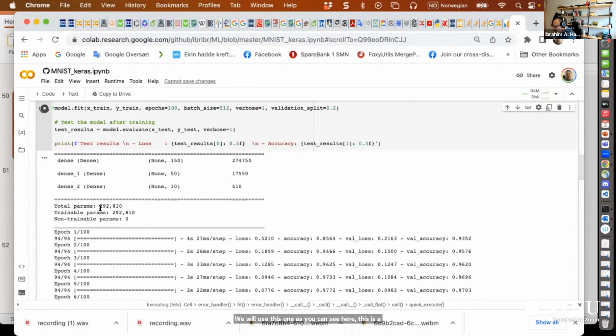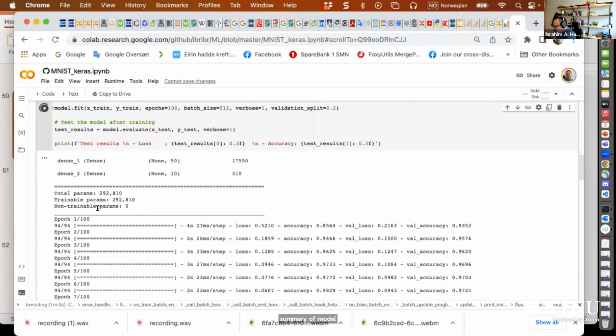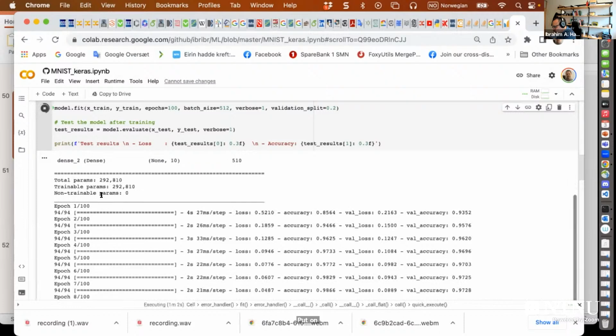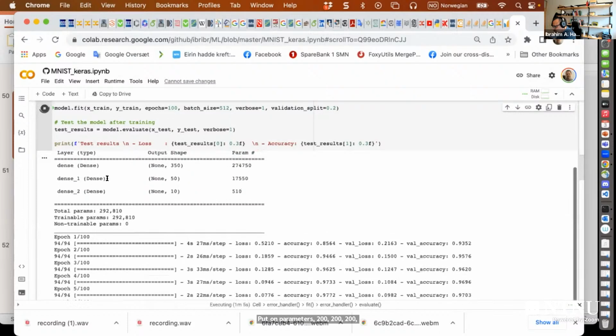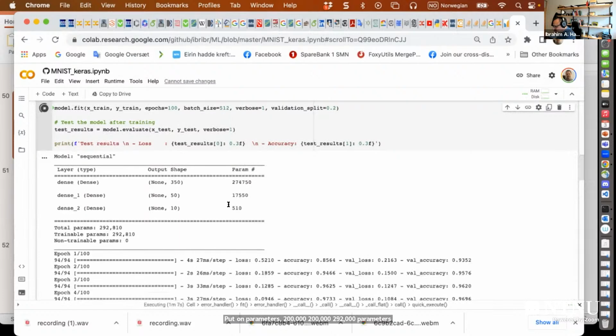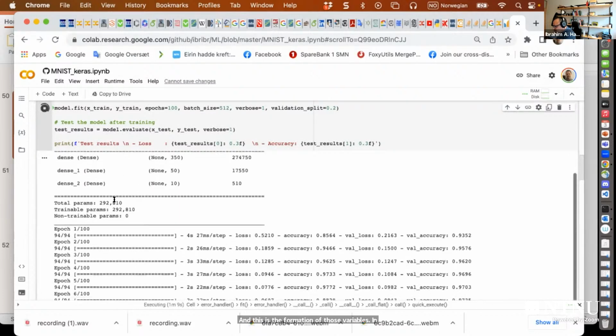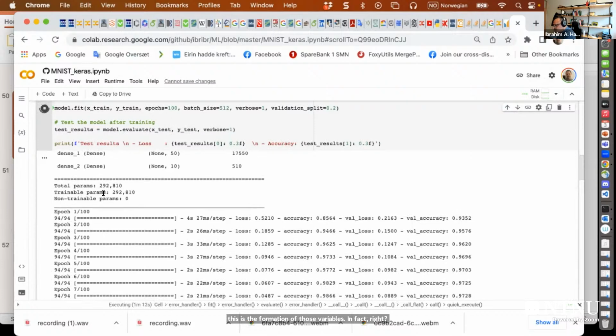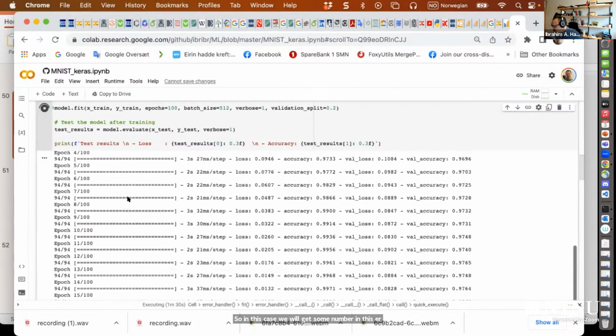Total parameters: 292,000 parameters. And it is the summation of those variables, in fact, right? This is a very simple model. Trainable parameters and non-trainable. All parameters are trainable, correct? We don't have any non-trainable parameters here. We can have non-trainable parameters when we freeze some layers. So, for example, we can freeze 10% or 20% of the parameters. In that case, we will get some number in the non-trainable parameters. We will train the model for 100 epochs.